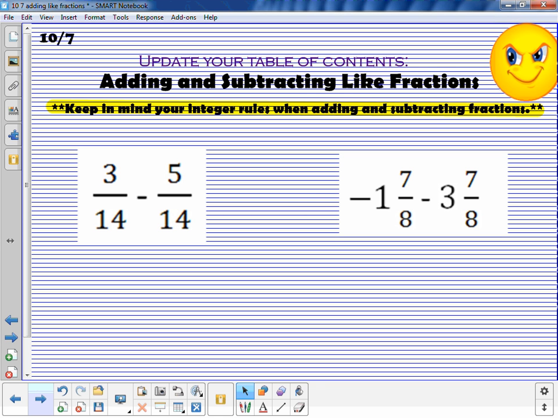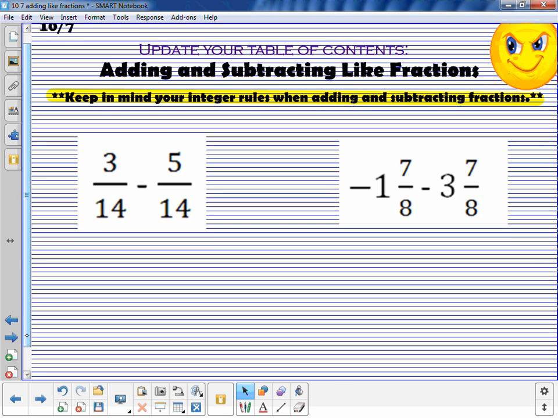Okay, now you should already know how to add and subtract fractions, but we're going to take it a step further. Today we're going to look at adding and subtracting like fractions. Like fractions mean that they have the same denominator. Here's what's going to be different. I'm going to be giving you negative fractions as well. So, for those of you who are not fully mastered in your integer rules, you've got some studying to do. We have to be mastered in our integer rules because we're going to be applying them here with the fractions. They never go away.